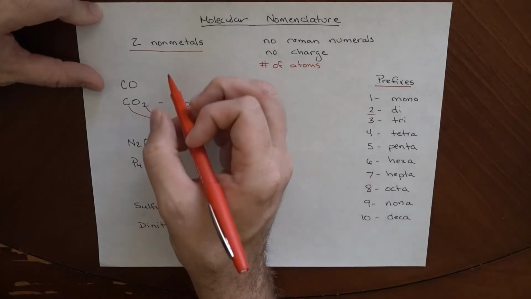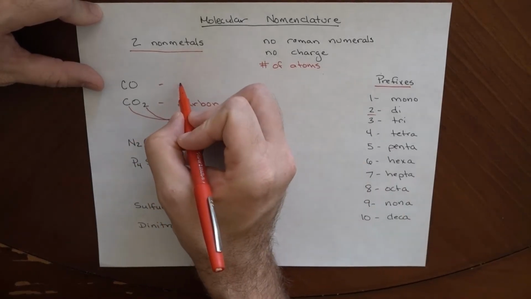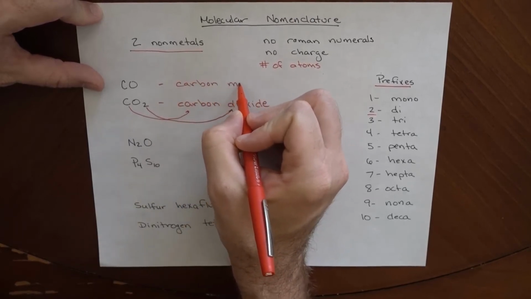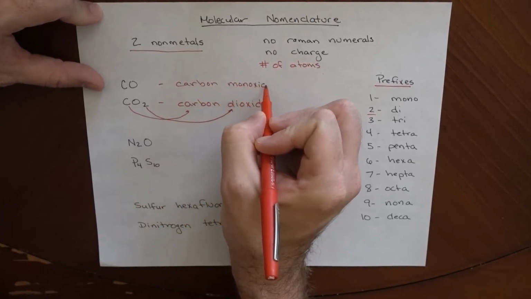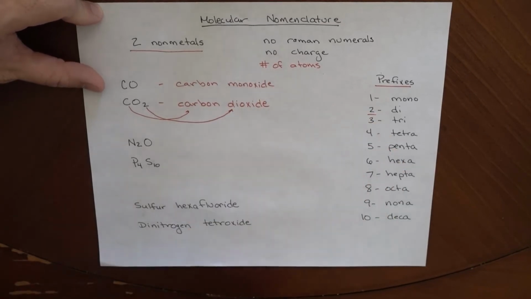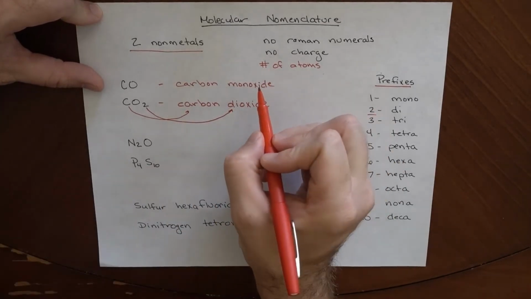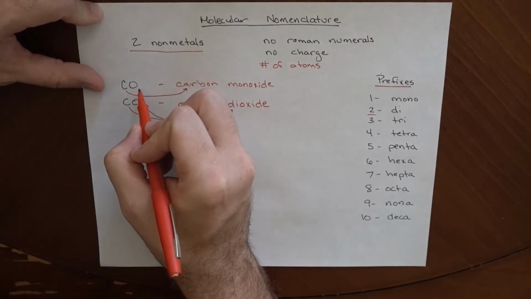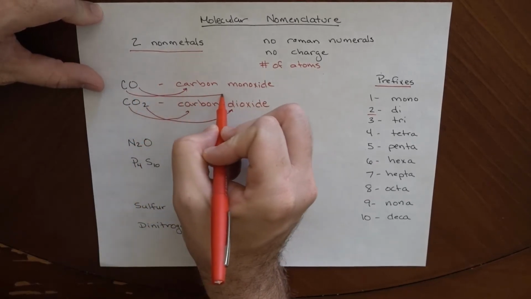Now, this other one right here might be a little less obvious, but I think you should be able to see it. So carbon monoxide. Very unbreathable. You do not want to breathe this. So carbon monoxide, carbon because we've got the word carbon there, and then monoxide because we only have one.